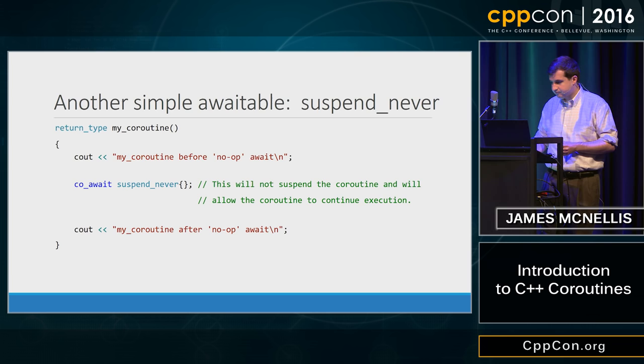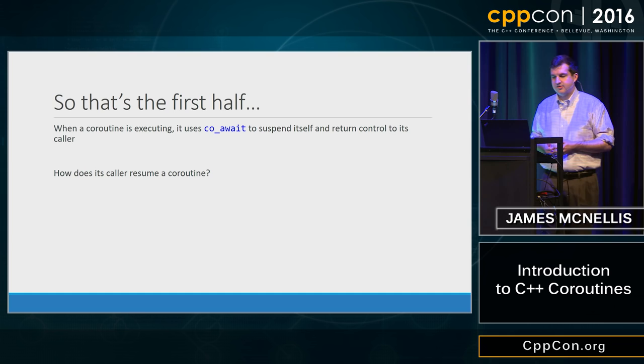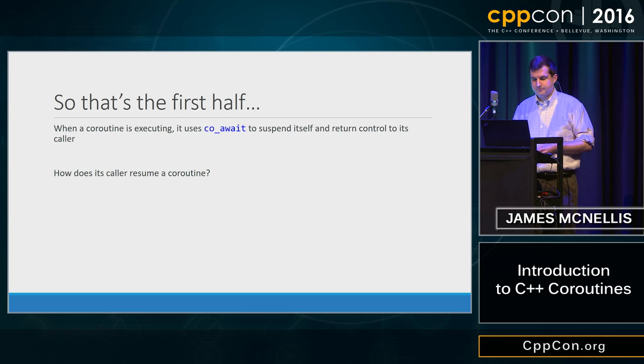So that's the first half. When a coroutine is executing, it uses this co_await expression to suspend itself, potentially, and return control to the caller. So the other half is, how does the caller resume a coroutine? And to answer that, we have to look at how coroutines actually work under the covers.